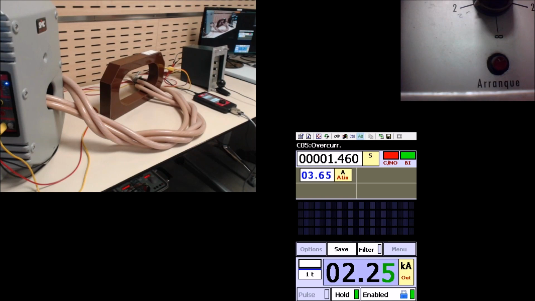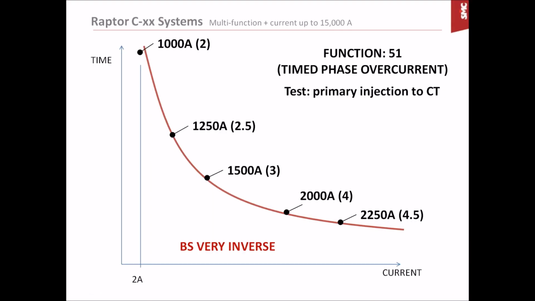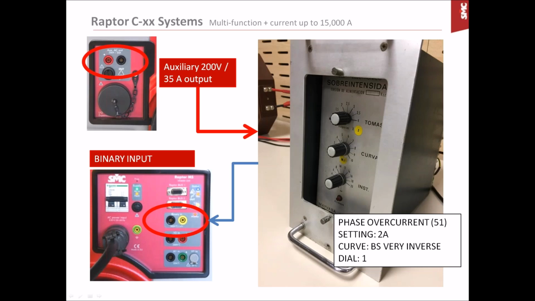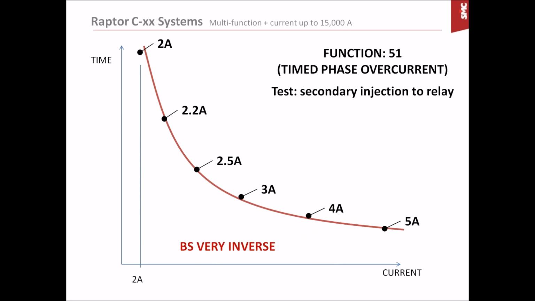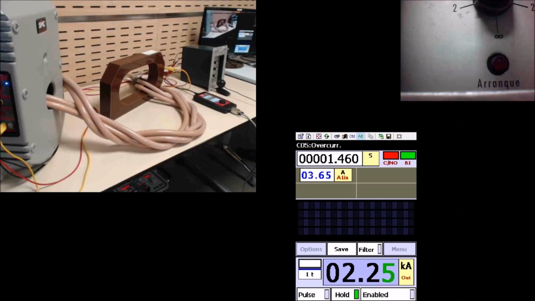Using directly secondary values without using any CT. The Raptor can be used also to inject directly secondary values using the auxiliary output here. You see, it will be injecting directly secondary current values to the relay, and we will be detecting the relay exactly the same way as we have done in the previous example. In this case, the test values are represented in secondary. So I need to make some cabling changes with your permission.